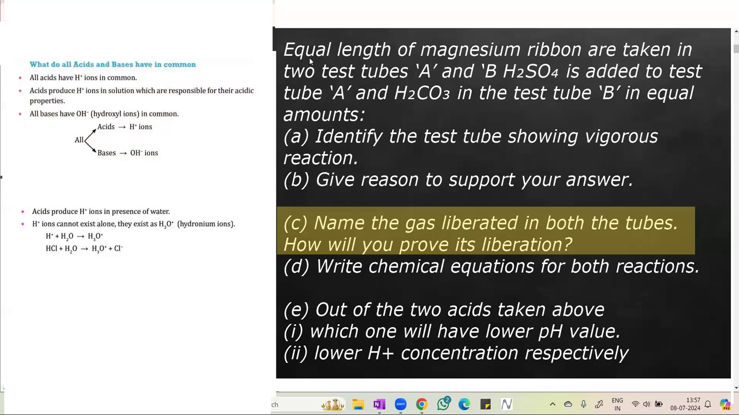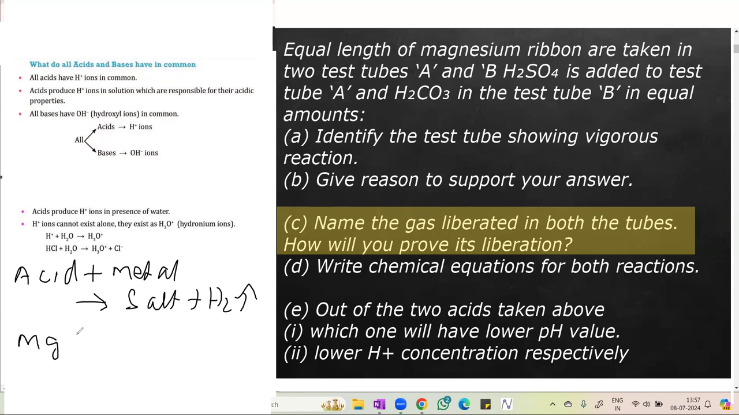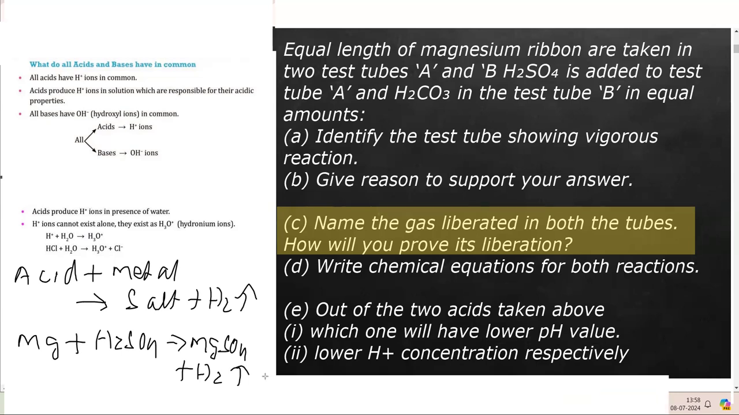What we know is that whenever an acid reacts with a metal, right? The metal here is magnesium. It gives salt and hydrogen gas. Hydrogen gas is liberated. We have taken magnesium in this case. So magnesium, and let's say the first one is H2SO4. It will give you magnesium sulfate, MgSO4, and hydrogen gas will be released. So hydrogen gas will be released in the first case.